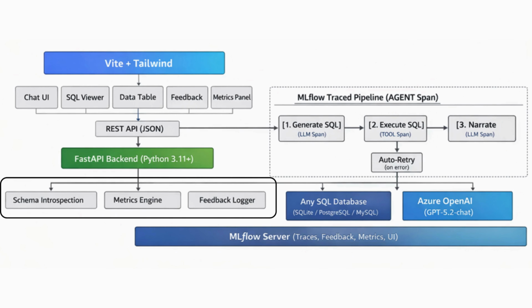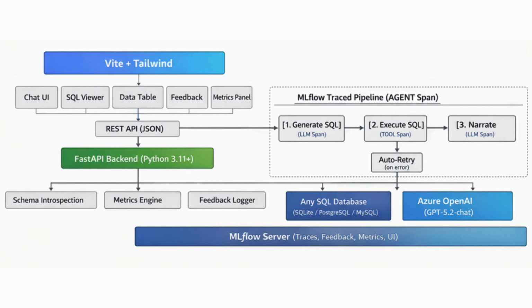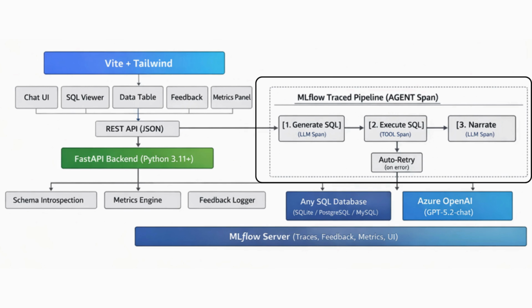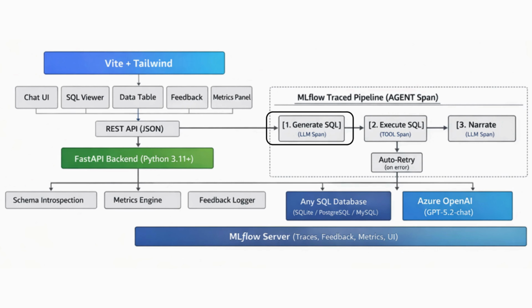Now comes the main part, the AI agent pipeline, which is the brain of the system. It works in 3 steps. First, the AI converts the user question into a SQL query. Second, the query is executed on the database. Third, the result is converted into a simple, human-readable answer. If anything fails, the system automatically retries.